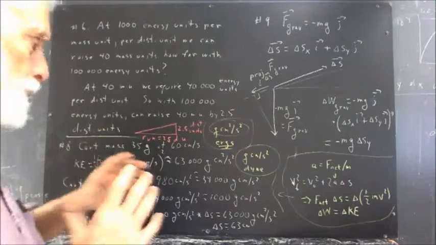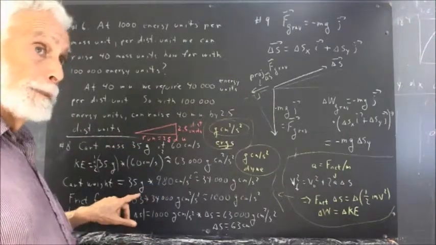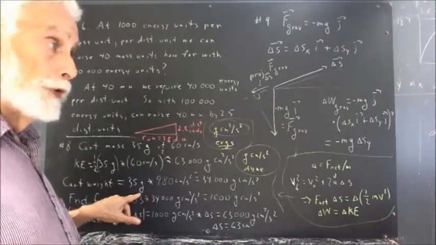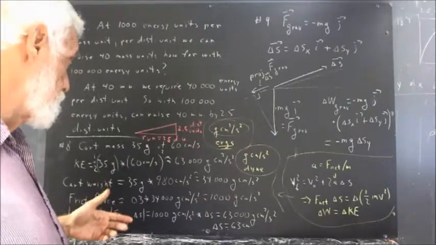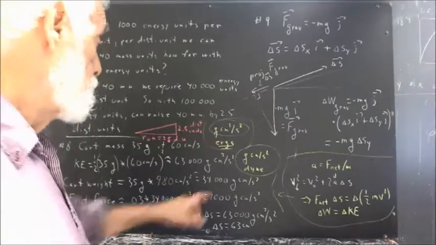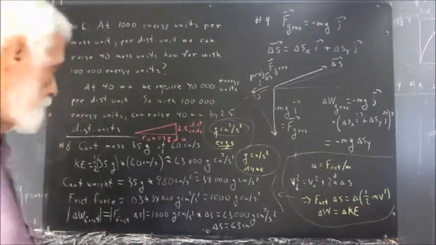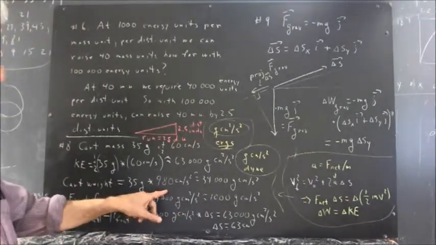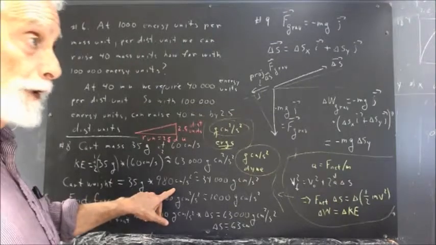So we have a 35 gram mass. How much force does gravity exert on it? Well, if we multiply the mass by the acceleration of gravity, we're going to get the force. Now, we could use the acceleration of gravity as 32 feet per second squared.